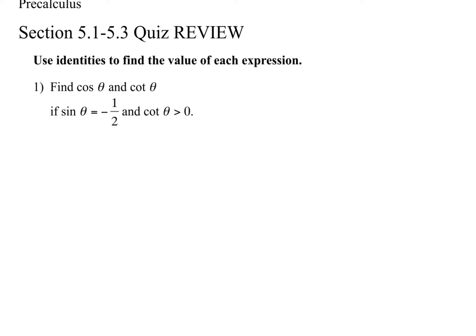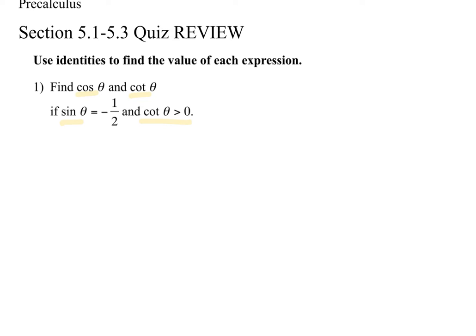The first section just says use identities to find the value of each expression. They give you two things that they want you to find. In this case, they want you to find cosine and cotangent. And then they give you two other pieces of information. They told you what the sine is. They also told you that the cotangent is positive.